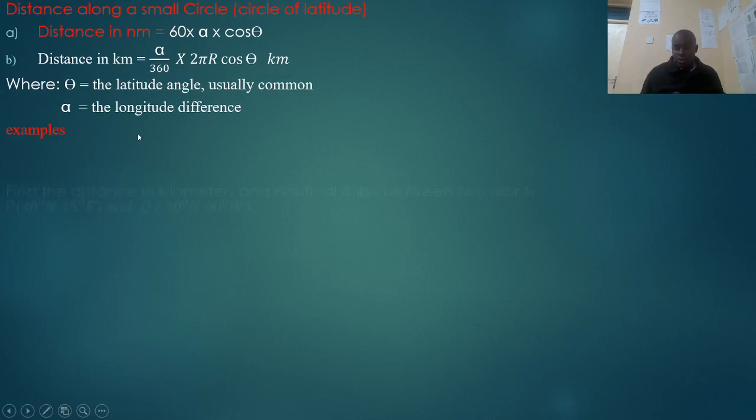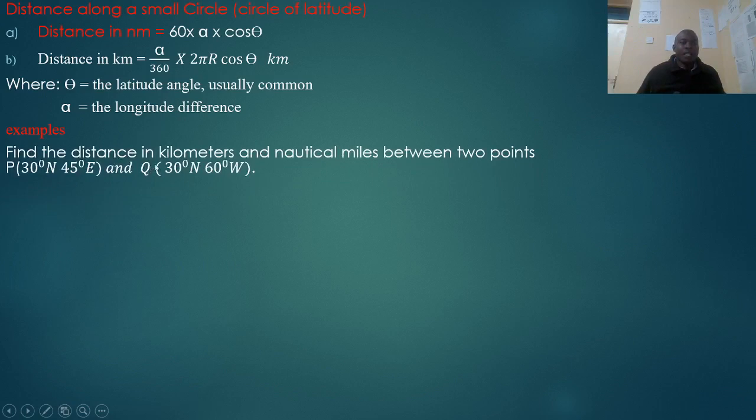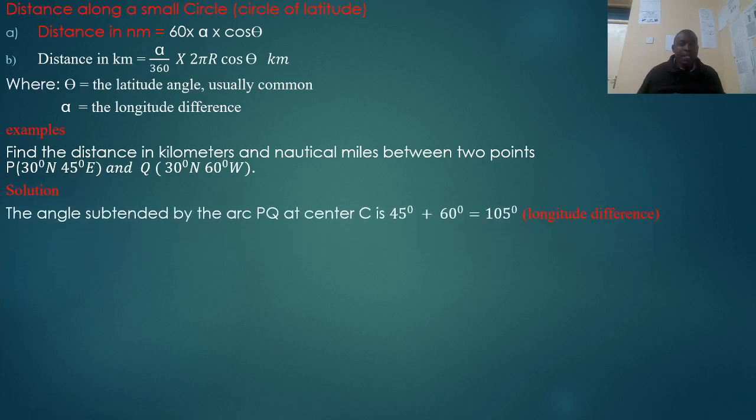An example: find the distance in kilometers and nautical miles between 2 points. Point P, 30 degrees north, 45 degrees east. And point Q, 30 degrees north and 60 degrees west. We are asked to find the distance. So the first thing I explained from above is to sketch. So you need to make your sketch.